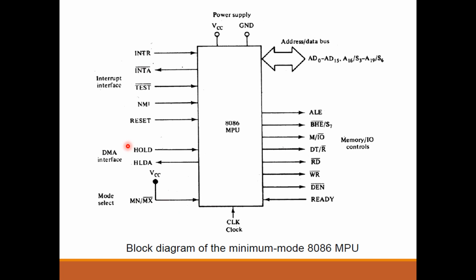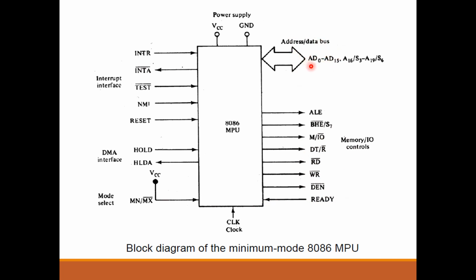So at the beginning, let's see what is going to happen in the block diagram of the minimum mode 8086 microprocessor. You see those are the control signals: ALE, bus high enable, memory/IO selection, data transmit/receive, read, write, and data bus enable or ready. Those are called the control signals, and these are the address and data buses.